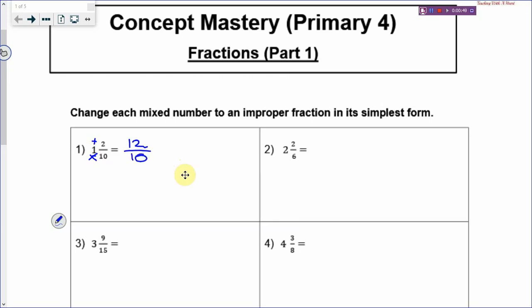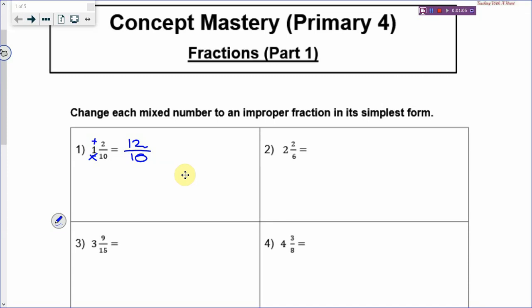So one more time, you take the whole number and you multiply by the denominator. So 1 times 10, you get 10, and then to the answer you add the numerator, plus 2, you get 12. And the denominator will always be the same, which is 12 over 10.